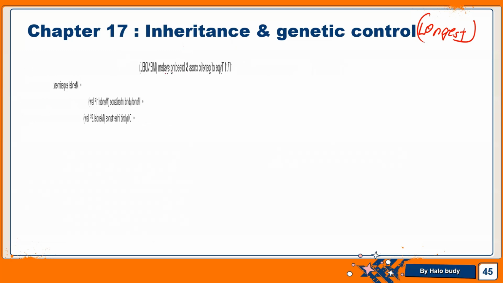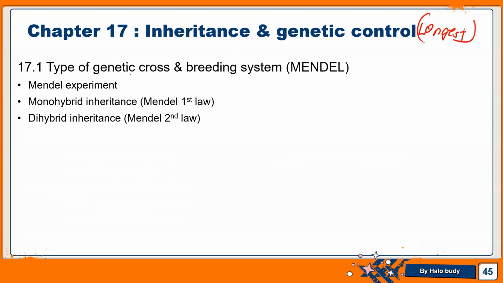Okay, the first is types of genetic codes within the Mendel system. This is familiar to you from SPM, so I won't say much because this is totally SPM. You have really learned Mendel's experiment, monohybrid inheritance, and dihybrid inheritance. You already know. So even your school teacher will not waste your time at this topic because you already learned it in SPM.